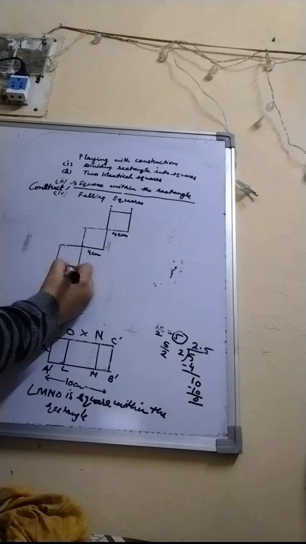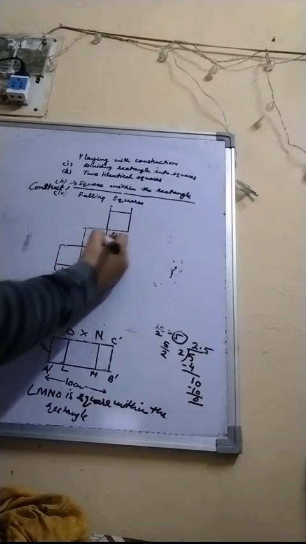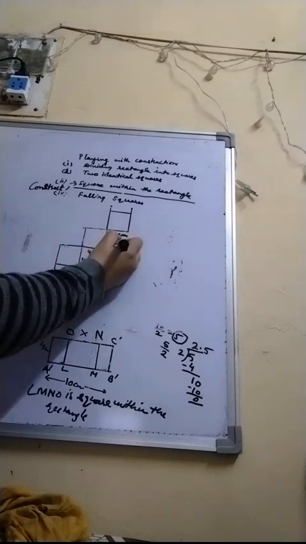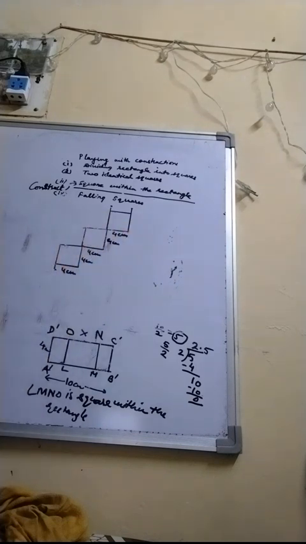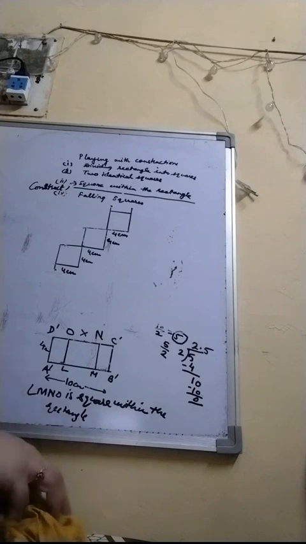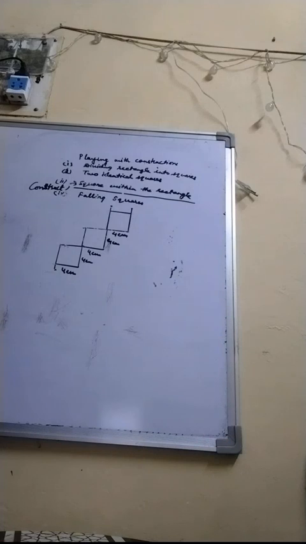So each square is having a side with length 4 centimeter. In this way you would make square number 1. In this case we have made the squares with equal sides. All 3 squares are having equal sides. The next construction is that you have to make the squares with unequal sides. So the process would be the same, only the length would change.